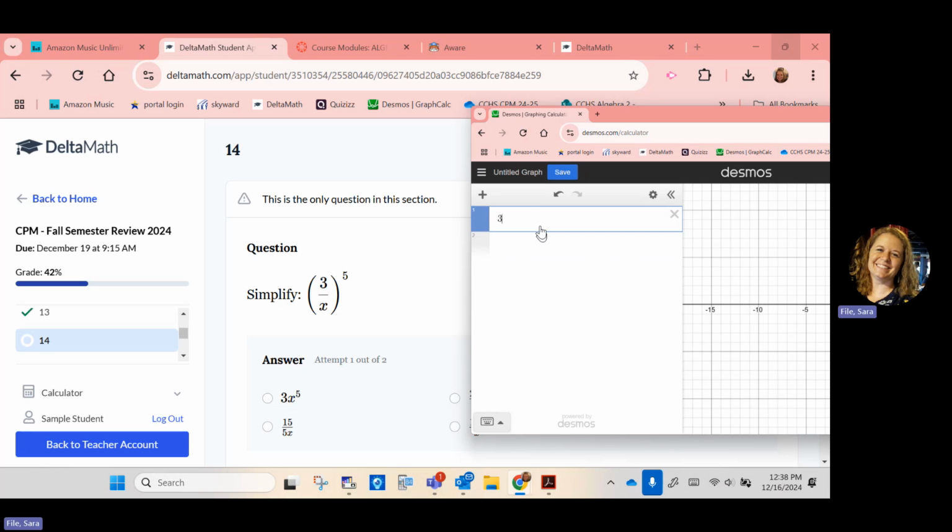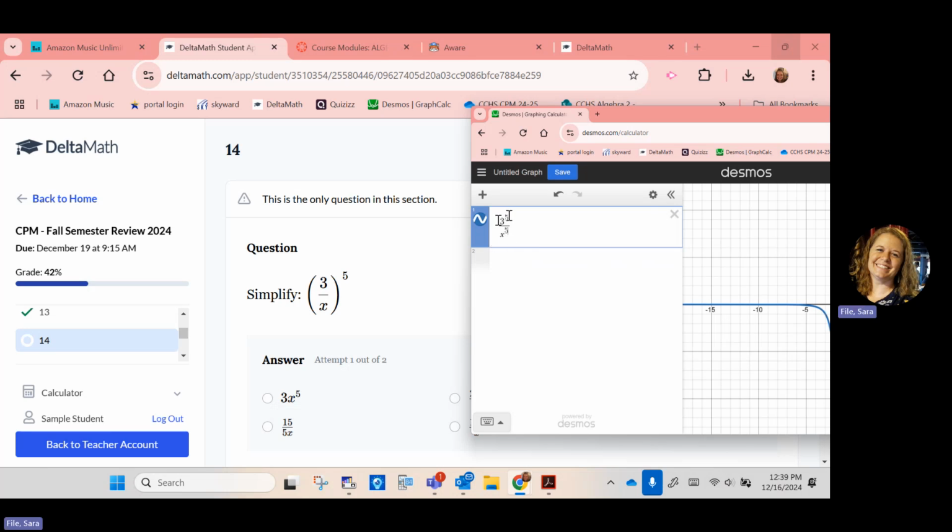Okay, so both the 3 is raised to the 5th power and the x is raised to the 5th power. So if you were going to write it out, that's how I would write that out.